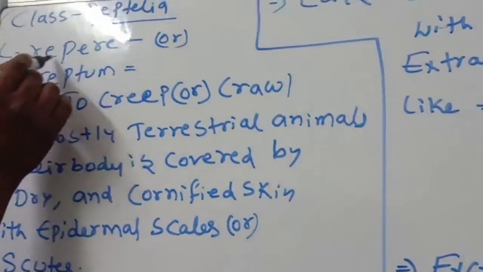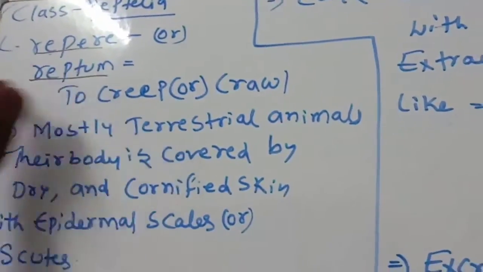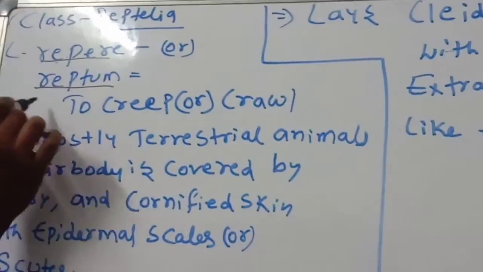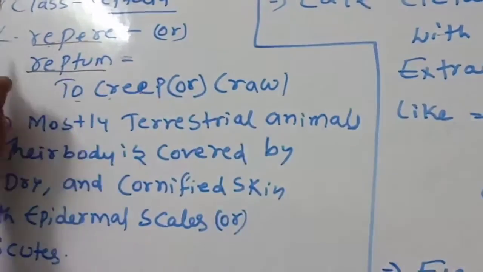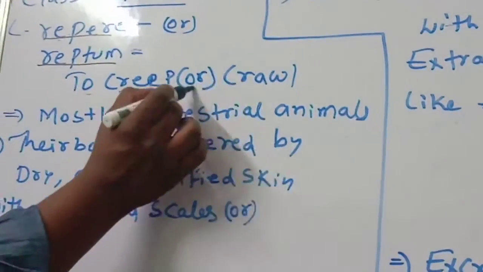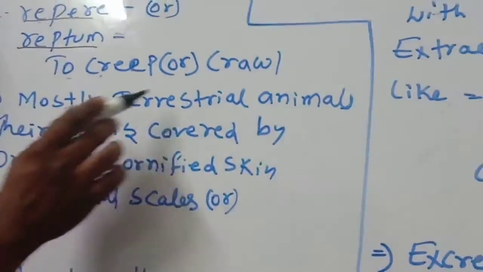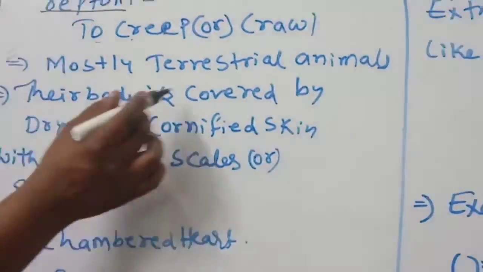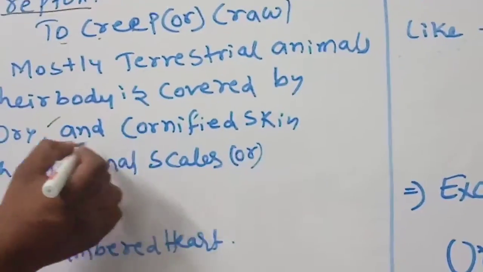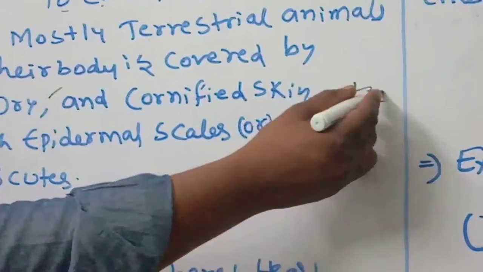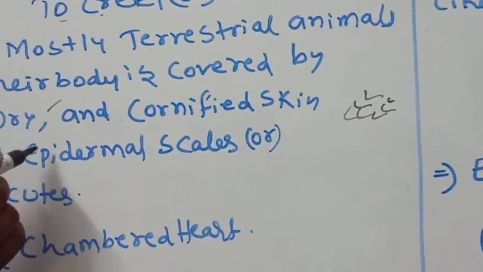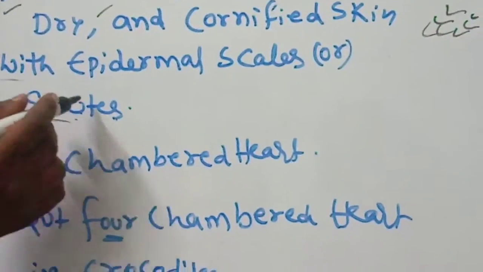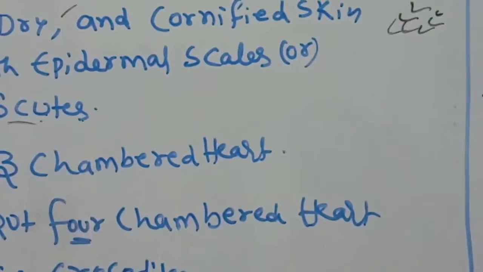In Latin, repere or rectum means to creep or crawl. Mostly terrestrial animals. All these reptilia are terrestrial. Their body is covered by dry and cornified skin. Cornified skin is there, like snake and crocodile, with epidermal scales or scutes.